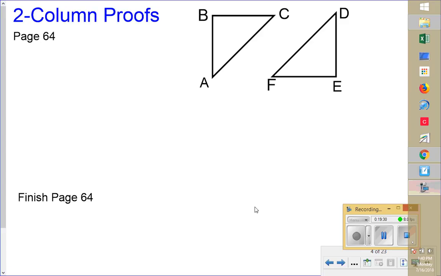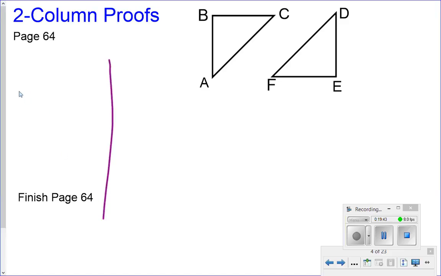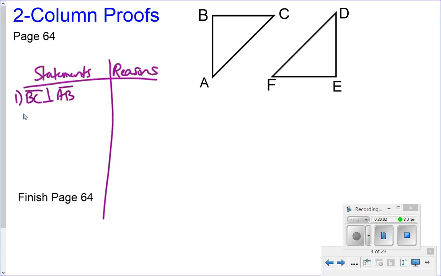Okay, so we're going to do one more. This is on the next page, page 64. In class, I kind of had the students work on this one as much as they could by themselves. But let's go ahead and start it. So we have our statements. We have our reasons. The first statement is going to be the first thing that we were told, which is segment BC is perpendicular to segment AB, and segment FE is perpendicular to segment ED, and that's given.